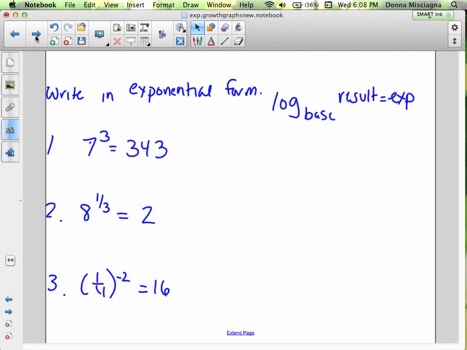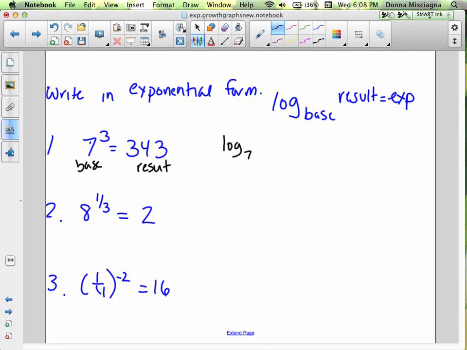And now we're going to go the other way, and we're going to write an exponential form. So log in some base of some result is equal to an exponent. We have 7 cubed equals 343. When we're rewriting it as a log, this is our base. So we have log base 7. The result, we take a log of some result. So log base 7 of 343. And that gives us the exponent. So log base 7 of 343 equals 3. And another one is done.